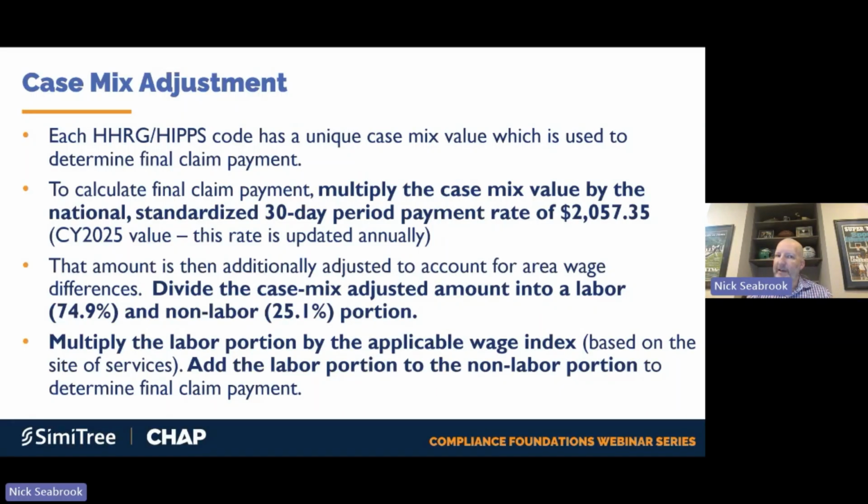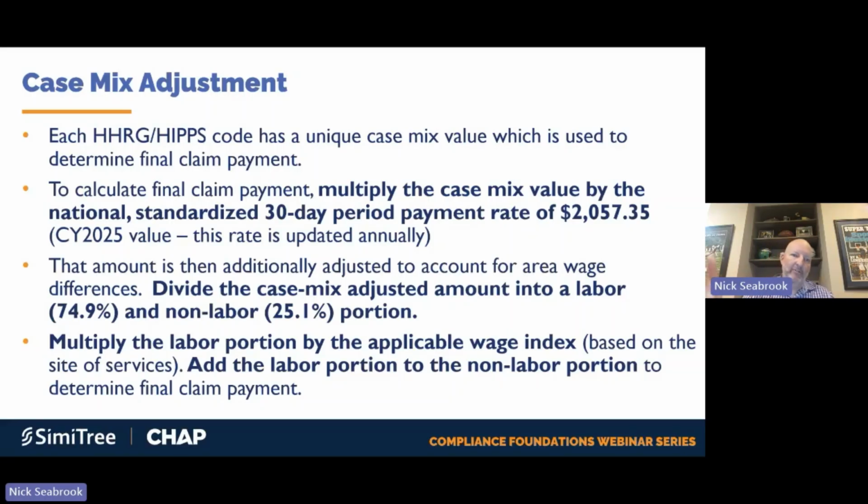So to calculate that final claim payment, we're going to take that case mix value, and let's say the average is going to be like a 1, right? The average patient will be a 1 case mix value. You might have a 1.1, you might have a 0.9, but let's just say, using the simplicity factor of saying the case mix value is going to be 1. You're going to multiply that number by the national standardized payment period rate. And that is something that changes every single year.